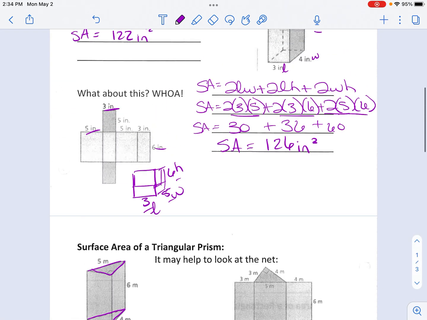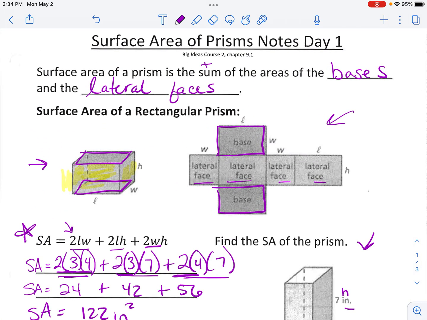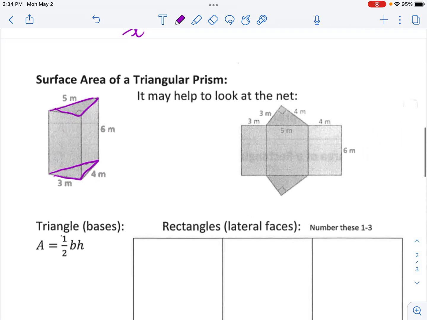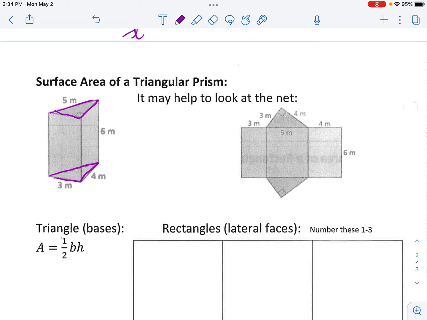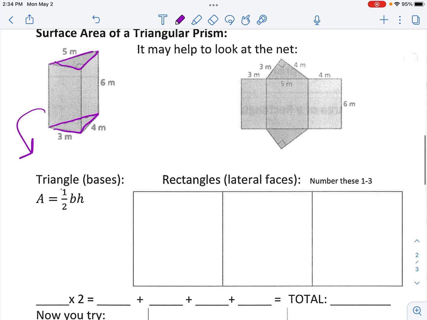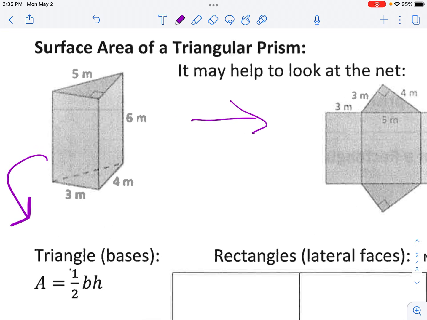And remember that to find the surface area of a prism, you're doing the sum of the bases and the lateral faces. So to find the sum of the base, it's the area of a triangle. So we're going to find the area of this triangle first. This is what it looks like if you were to unfold it. Let's talk about the dimensions of this triangle.